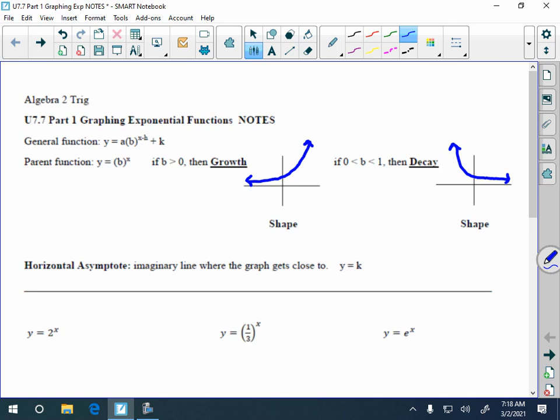All right, and then there's what's called the horizontal asymptote. That horizontal asymptote is where the graph gets closer and closer to without touching. In the parent function, these general shapes, it's going to be the x-axis. That's where it starts. But in general, the horizontal asymptote is going to change, and it's all based off the k value. We get the horizontal asymptote by the equation y equals k. We can see where k is in the problem: it's that number at the end of the equation.